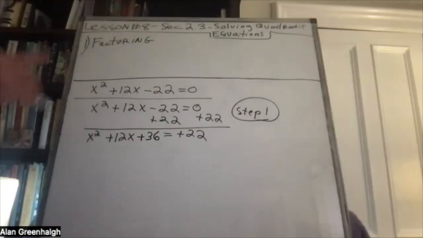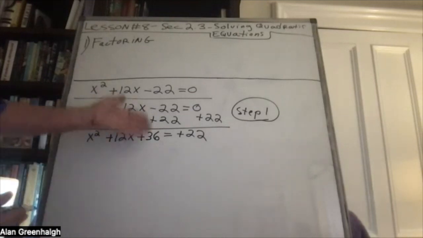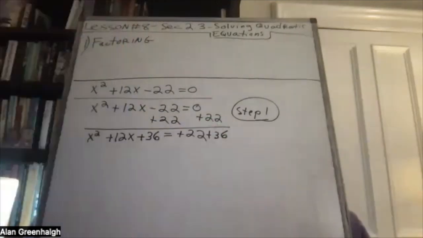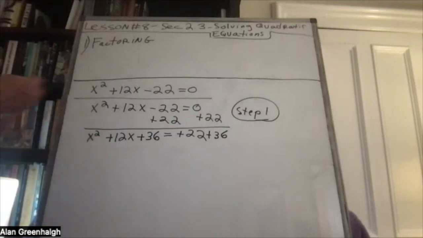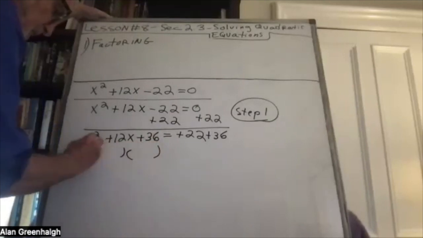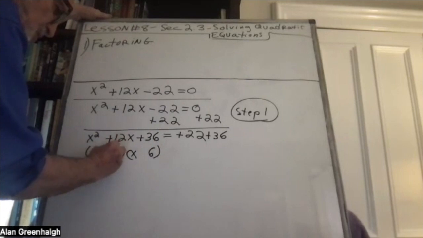Don't say why, because we're going to explain why in just a moment. But I can't just add 36 to one side of the equation. Can't just walk over to an equation and say, here's 36. You also have to do the same thing to the other side of the equation. So I'm adding, now why am I adding 36? Well, I'm adding 36 because I know that I could factor this into x plus 6 and x plus 6.